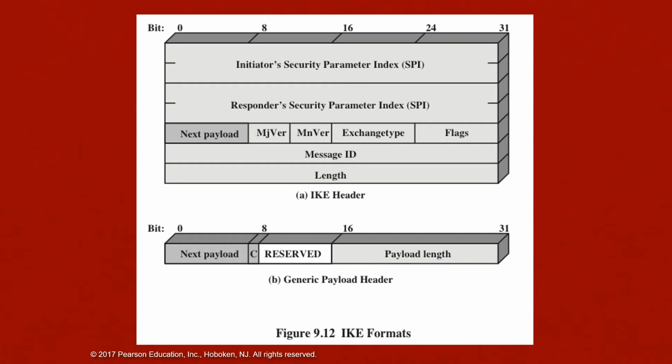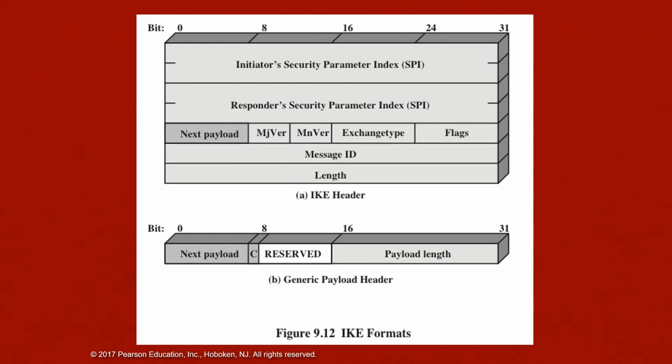Major version, 4 bits, indicates the major version of IKE in use. Minor version, 4 bits, indicates the minor version in use. Exchange type, which is 8 bits, indicates the type of exchange. These are discussed later in this section. Flags, 8 bits, indicate specific options set for this IKE exchange. 3 bits are defined so far.